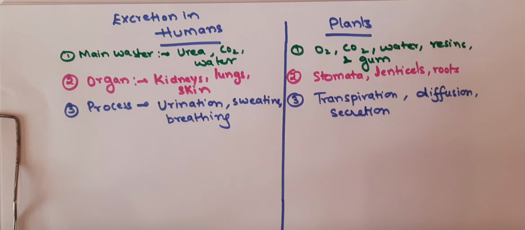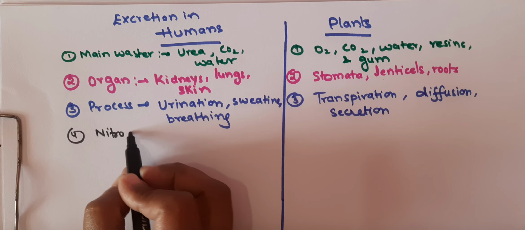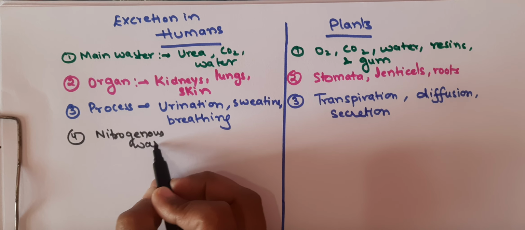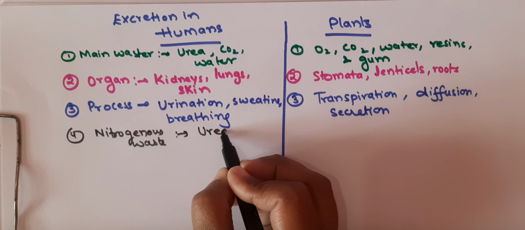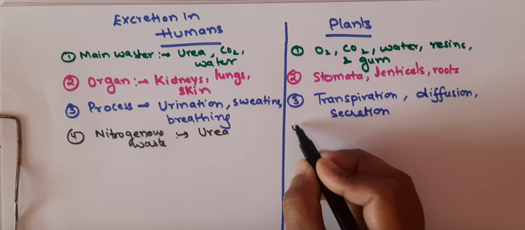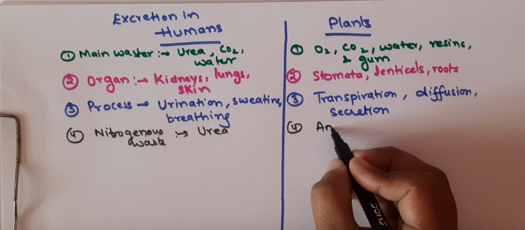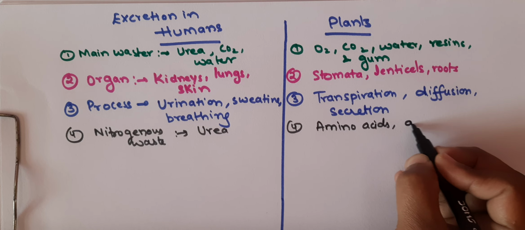Now the next difference between the two is in terms of the nitrogenous waste. So in the case of humans, the excretion of nitrogenous waste is in the form of urea. However, in the case of the plants, the nitrogenous wastes are excreted in the form of amino acids and the alkaloids.